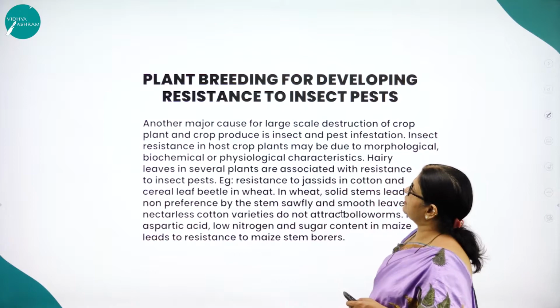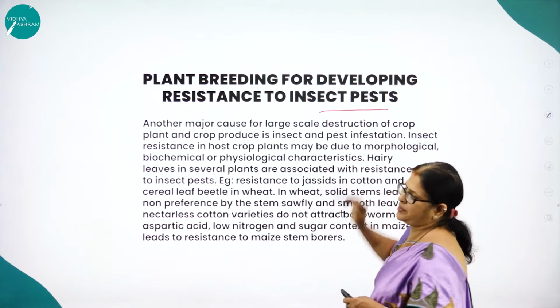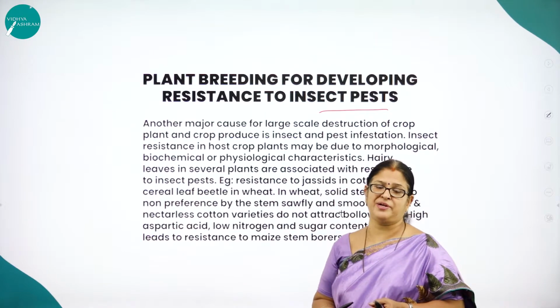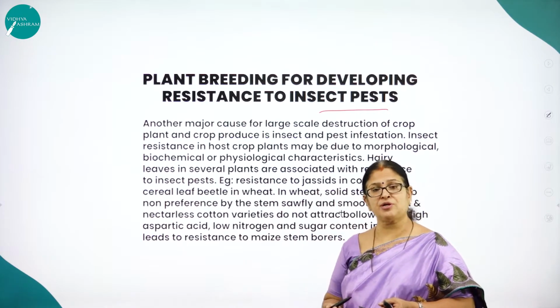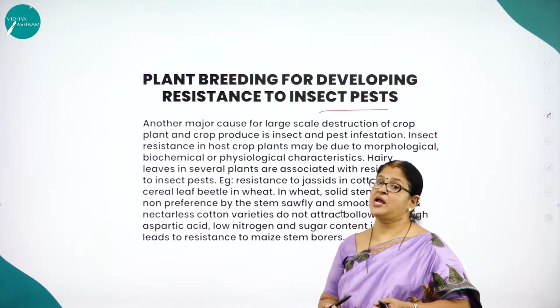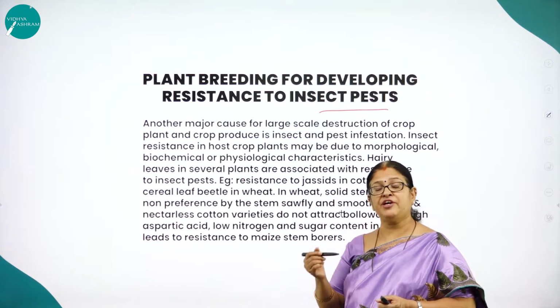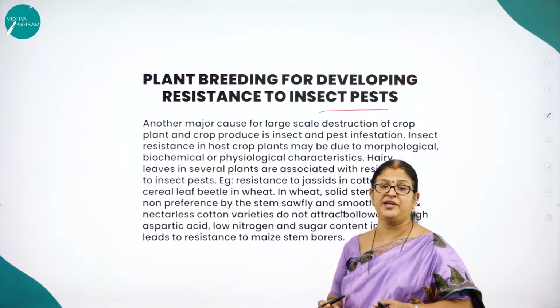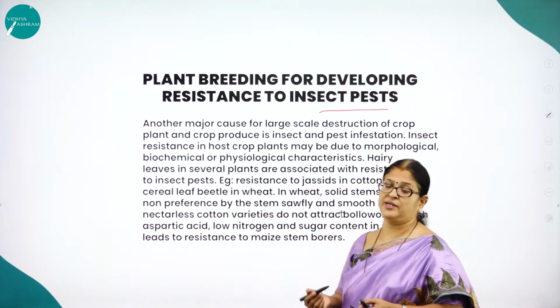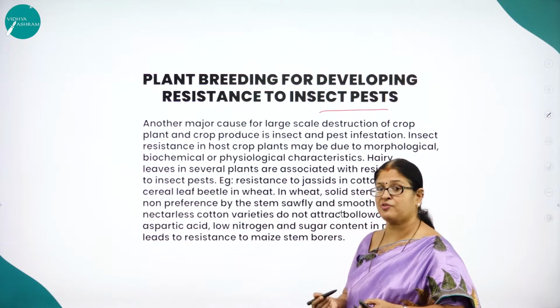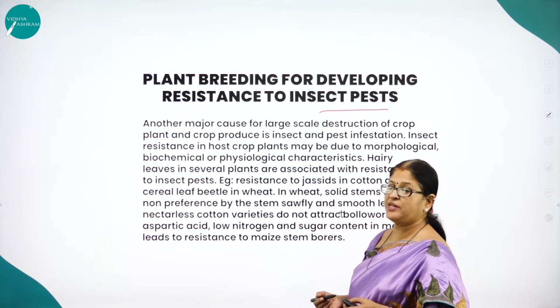Plant breeding for developing resistance to insect pests. Very important. As I said, what is the main aim of plant hybridization technique? To produce a crop which gives more yield and which is disease resistant. Particularly, the very important trait for plant breeding is what? Tolerance to insect pests is very important. Developing a crop which has tolerance for insect pests is very important.